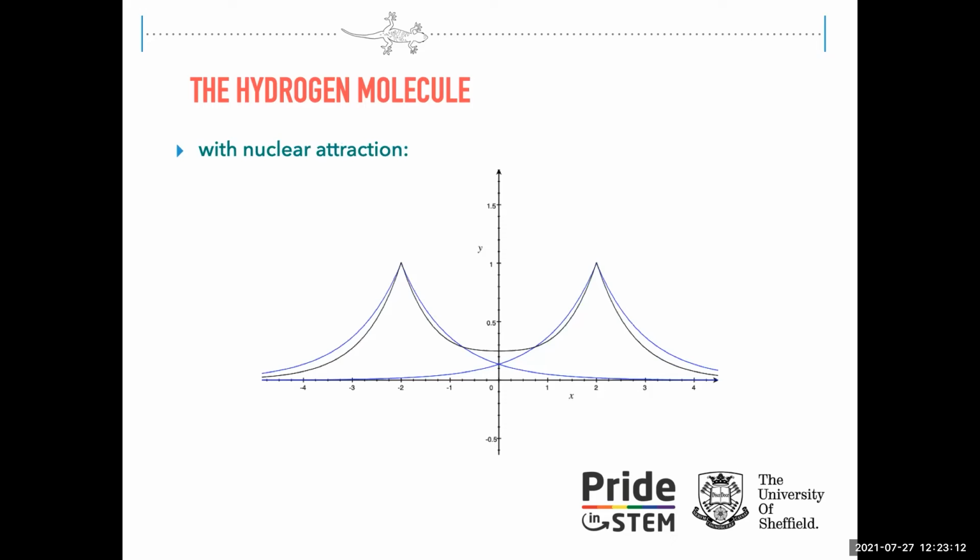So you can see that in the middle now, the black line is the new one, the blue lines are the atoms just by themselves, and we get this chemical bond where we've got this sort of increased probability of finding the electrons in the region between the two atoms.